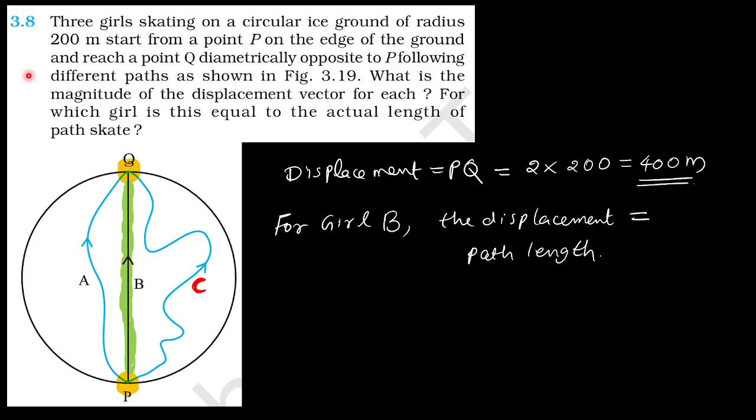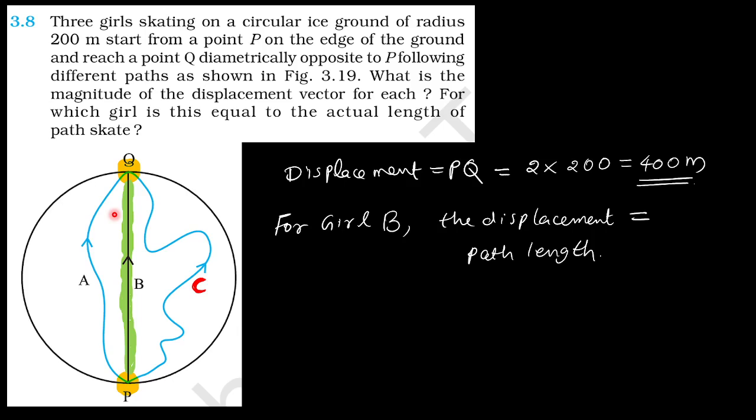Sir, how is the displacement equal to the path length for girl B? Path length means girl B is moving along the green colored path. Correct? So for girl B, the displacement PQ is actually equal to the path length, because she is moving along that path. Understood?